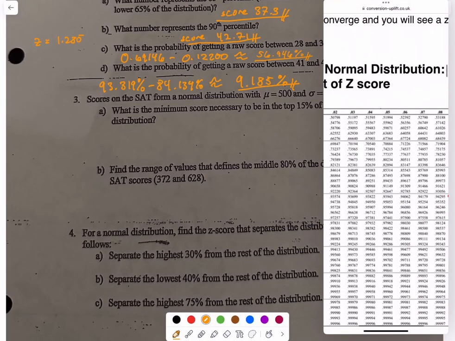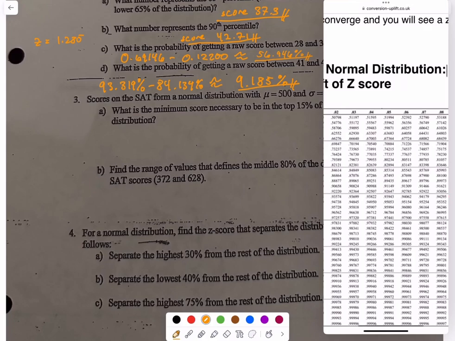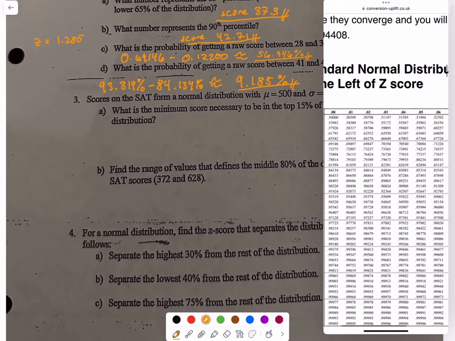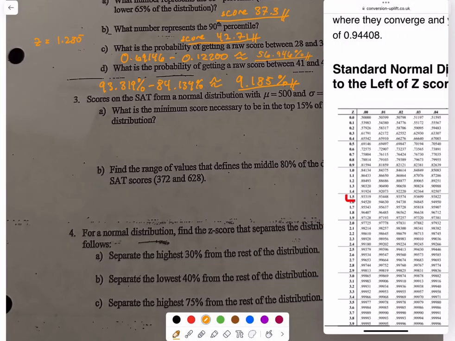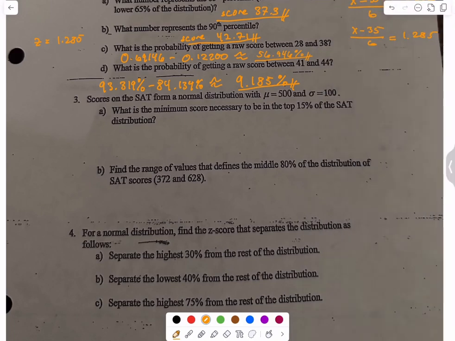So we have to kind of track. I see an 85 right there. So it goes from 84 to 85. Okay, I'm just going to go with the 0.04. So 1.04. It might be a little bit less than that, but we're going with a z-score of 1.04.